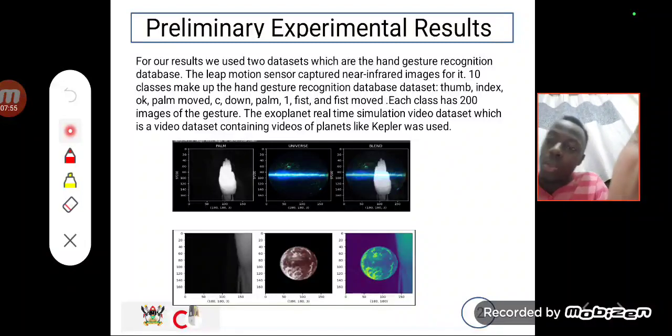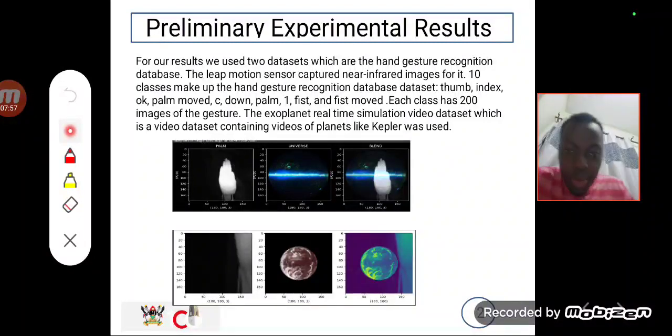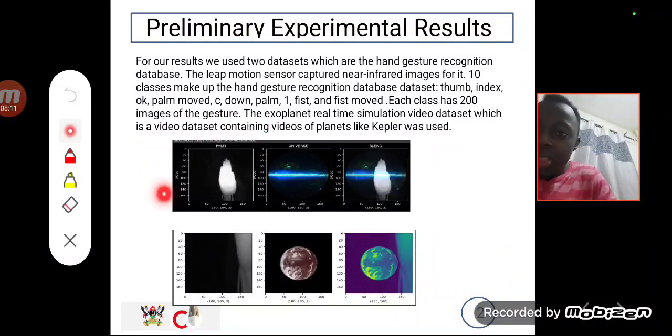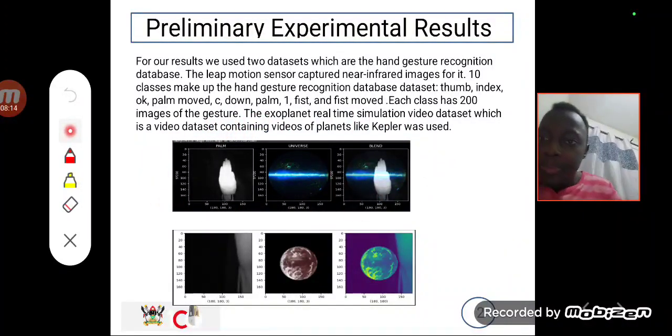For the results we expect to obtain, we ran a couple of datasets: the planet one and the hand gesture recognition dataset. The first image, this one, the leap motion sensor captured near infrared images.